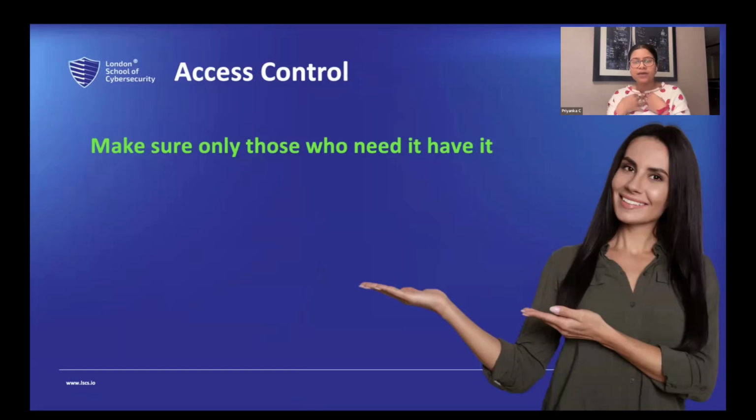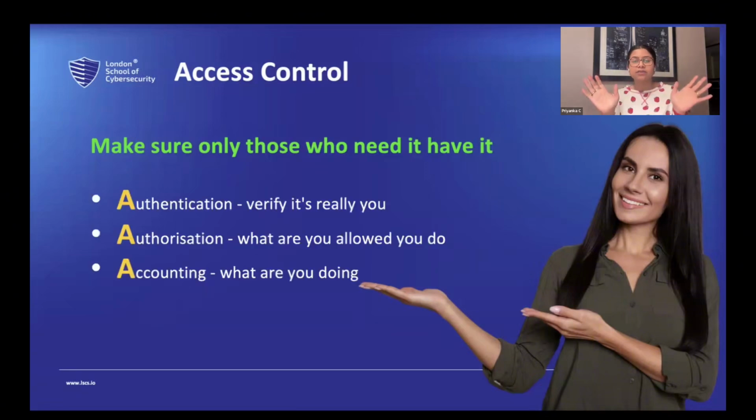So if I need access to a particular room in the house, I should have it. But let's say my child should not have access to that room. Then we need to have certain measures or security controls in place so that my child doesn't have access to that room. So that is what access control is.